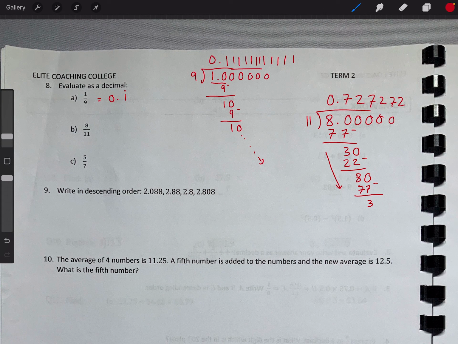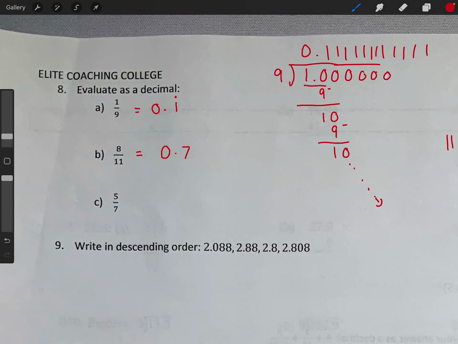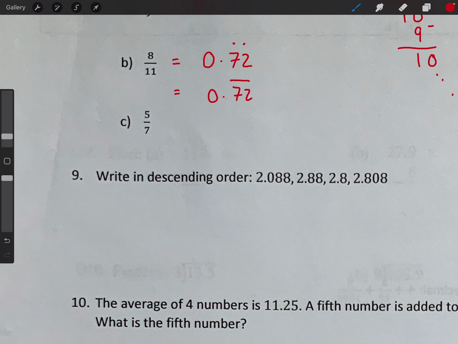So there are 2 ways to write this. You can say this is equal to 0.72, and you put a dot on both of them. Or you could say 0.72 and put a line above the 7 and 2. They both mean the same thing. It just means that the 72 is going to repeat forever.